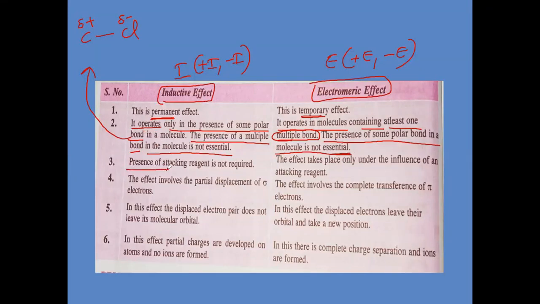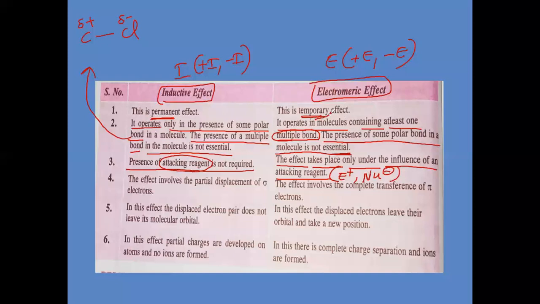Next, the presence of an attacking reagent is not required. Any attacking reagent, like an electrophile or nucleophile, is not required here. But here the effect takes place only under the influence of an attacking reagent. The attacking reagent may be an electrophile or nucleophile. Anything should be there, electrophile or nucleophile, for the electromagnetic effect to take place.